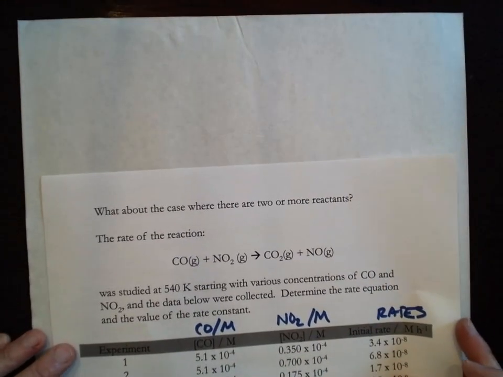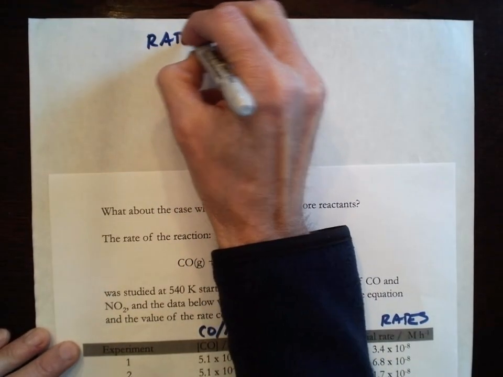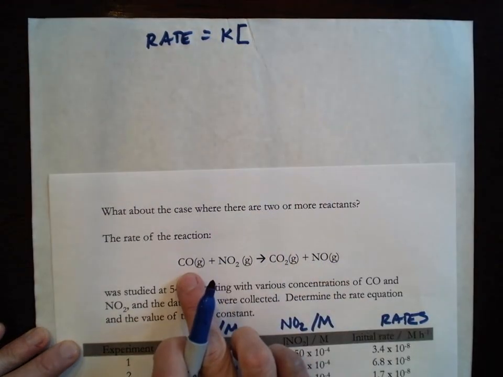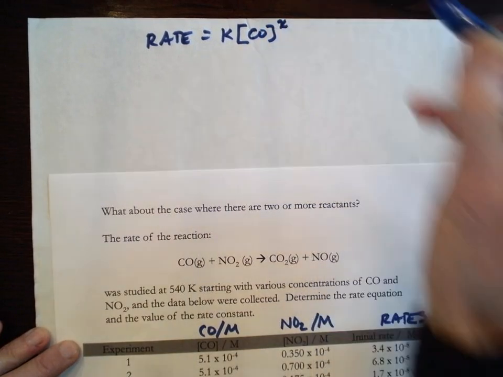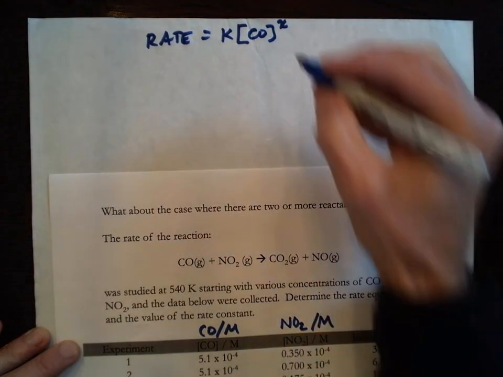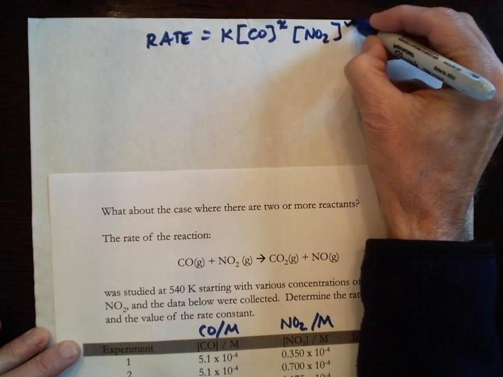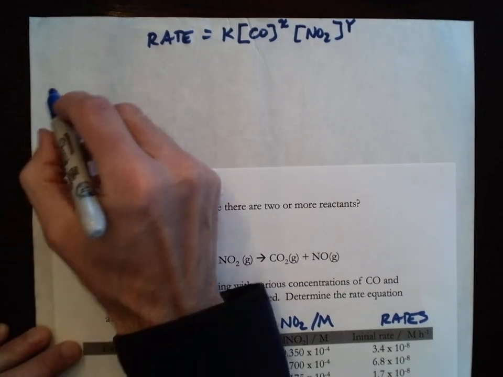What we're going to want to get from these data is some expression that says the rate of this reaction is equal to some rate constant k times the concentration of one of my reactants, carbon monoxide, raised to some power x, times the concentration of my second reactant, NO2, raised to some power y. And we're going to use that equation that we had before.